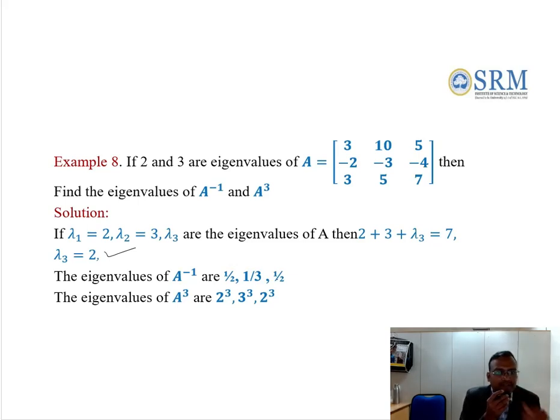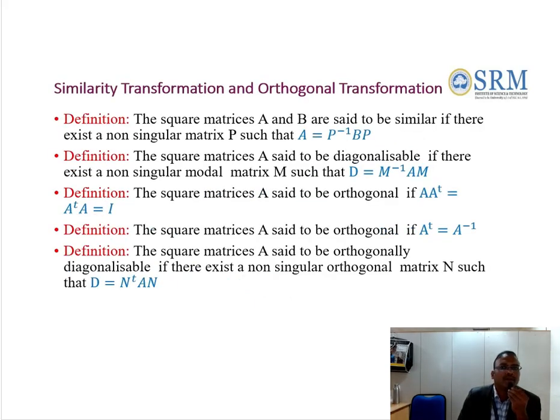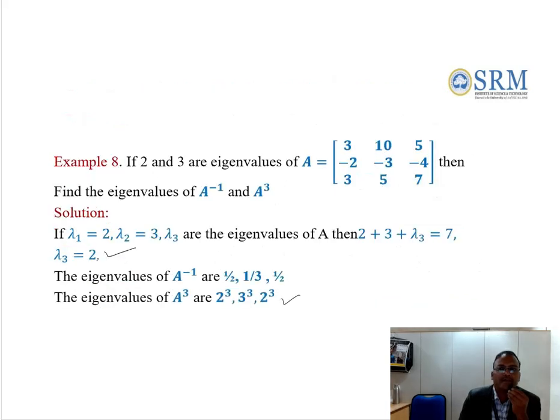And another property which you have seen, if lambda 1, lambda 2, lambda 3 are eigenvalues of the matrix A, then lambda 1 power p, lambda 2 power p, lambda 3 power p are the eigenvalues of A power p, where p is a positive integer. By using this property, the eigenvalues of A cube are 2 cube, 3 cube, again 2 cube. Right. See, these are some basic problems related to eigenvalues and eigenvectors.